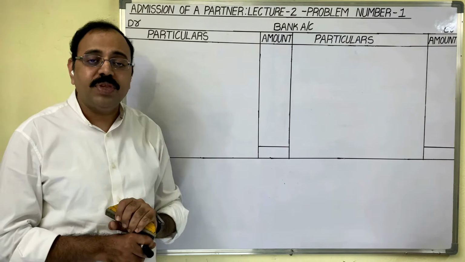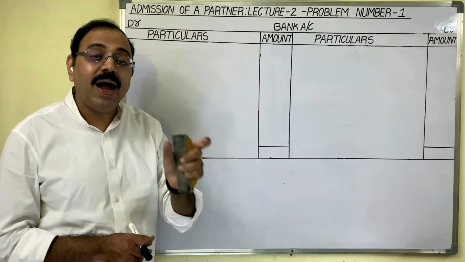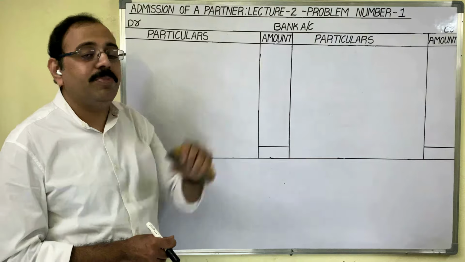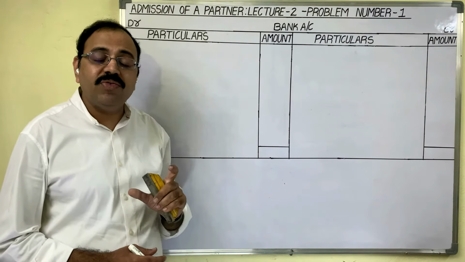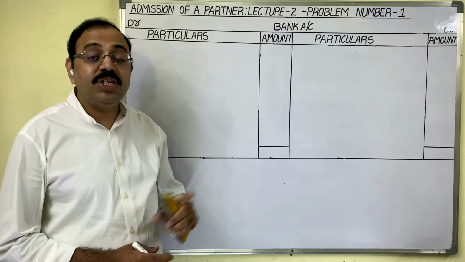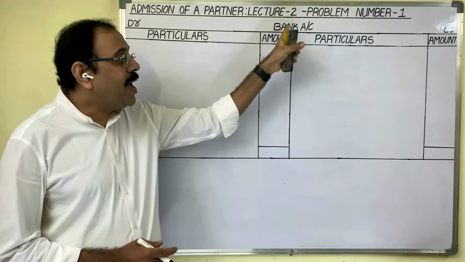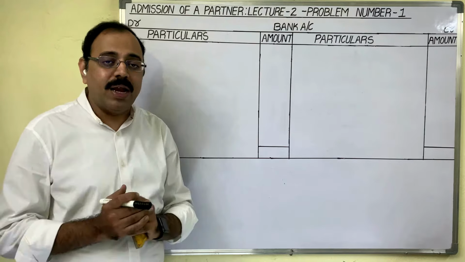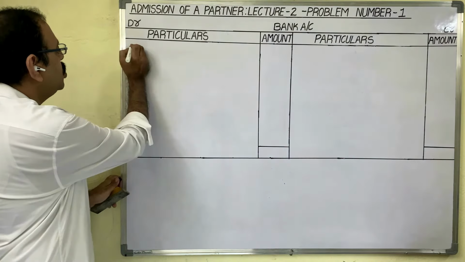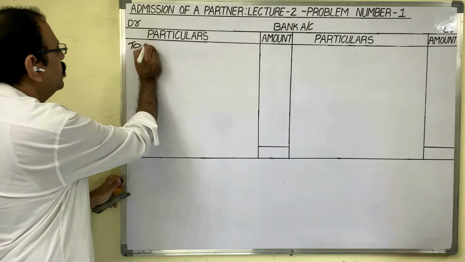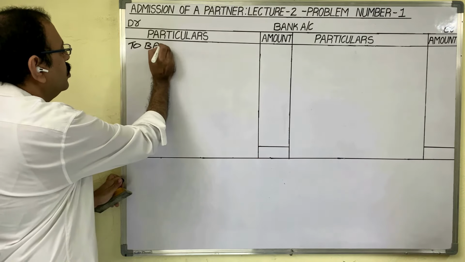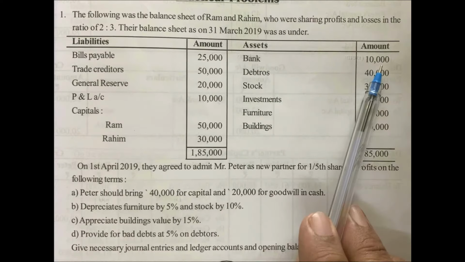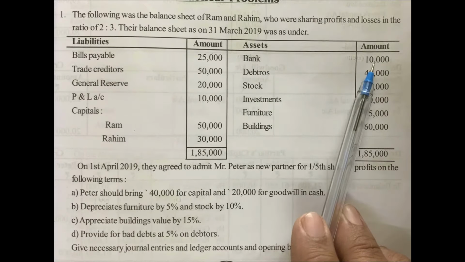Suppose in the problem, he has given both bank balance and cash balance. In that case, we have to prepare the cash account here. We have to start this account with the opening balance. We said bank balance is an asset to us. As an asset shows a debit balance, on the debit side we should show that amount. To balance brought down. Which amount do we have to show here? In the old balance sheet, the bank balance is 10,000 rupees, no? This amount we have to show here.